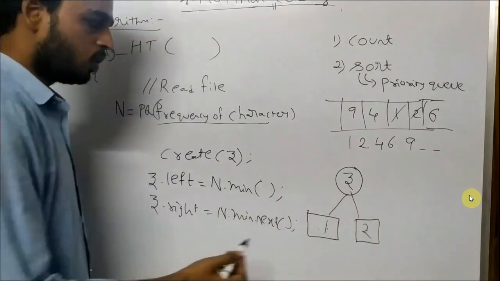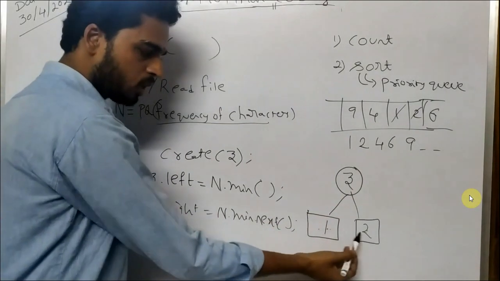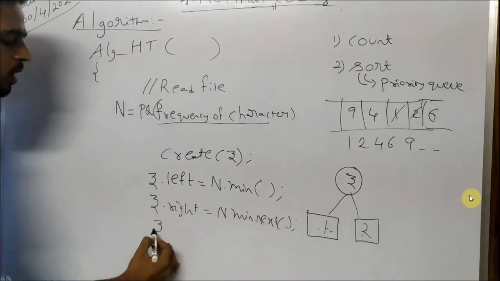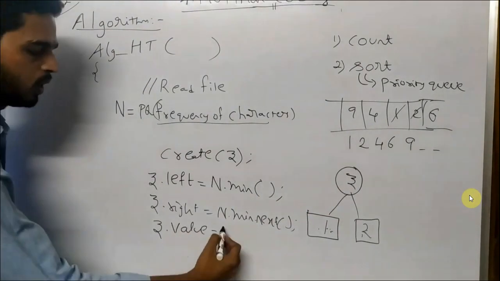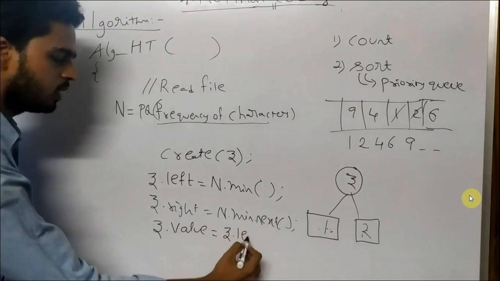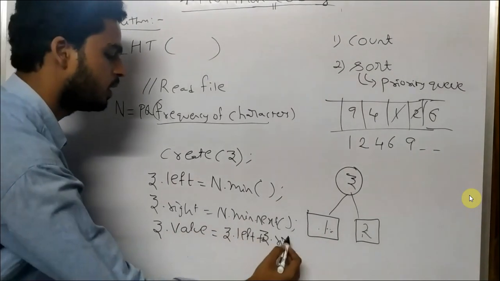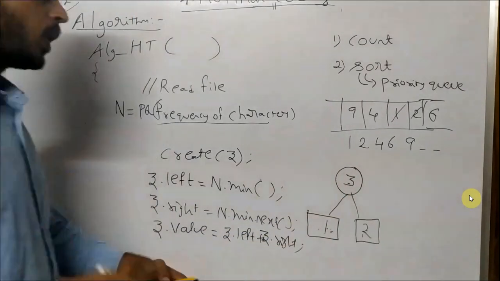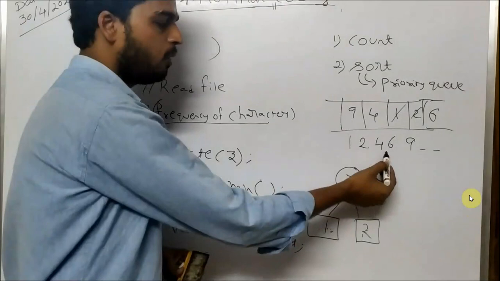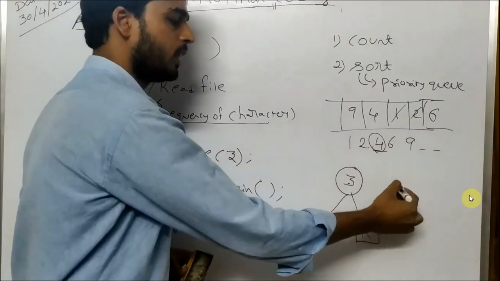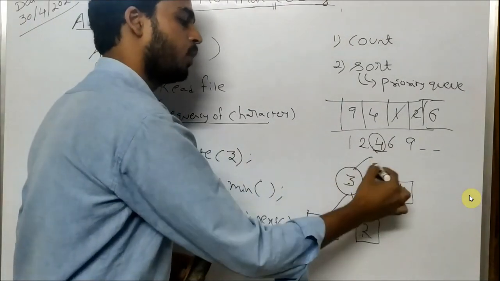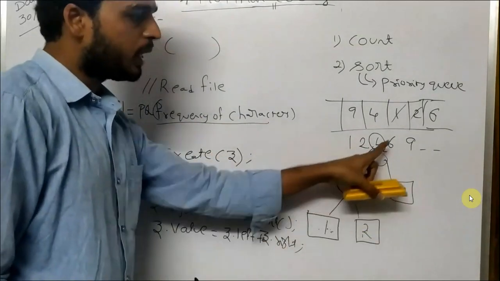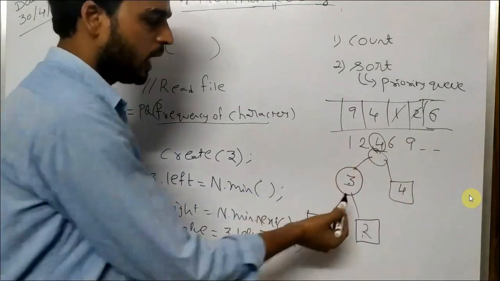And then what are we going to do? We are going to sum up these frequencies and add them here. So for that, z dot value equals z dot left plus z dot right. So here I will get the value 3. Then in the next step, we are going to take out one more character, that is with weight, length 4, and sum, so this process is repeated. So this value also should be in the Q.